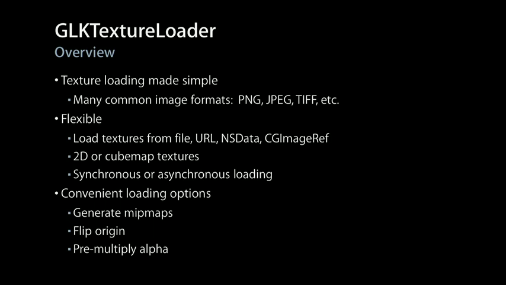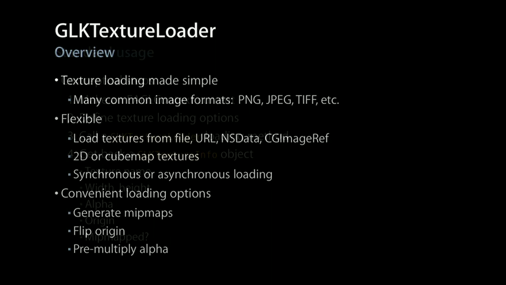We can load textures from a file or URL, and we can also load textures from data in memory or from a Core Graphics CG image ref. There's support for regular 2D bitmaps as well as cube map textures. And the best feature of all is support for loading textures asynchronously. Then we provide a few options for your convenience to automatically generate bitmaps from a base texture, to flip the origin from bottom left to top left, and to do alpha premultiplication.